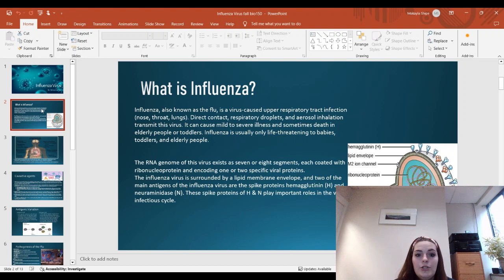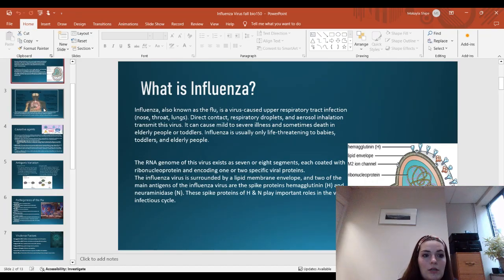The RNA genome of this virus exists as 7 or 8 segments, each coded with a ribonuclear protein and encoding 1 or 2 specific viral proteins. The influenza virus is surrounded by a lipid membrane envelope, and two of the main antigens of this influenza virus are the spike proteins hemagglutinin and neuraminidase. These spike proteins, H and N, play important roles in the viral infectious cycle. And over here to the right, I do have a model of the RNA genome.